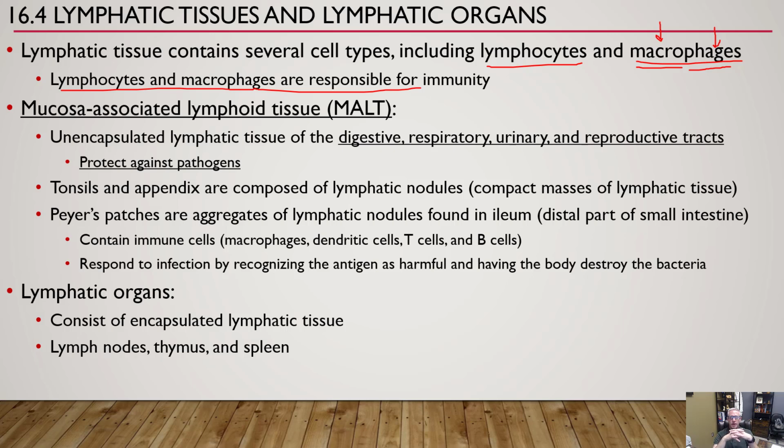We'll talk about the antigen-antibody reaction when we talk about the immune system and cellular immunity versus humoral immunity. Cell-mediated immunity. There we go. Or humoral immunity. All right, so lymphatic organs, we have the lymphatic tissue, lymph nodes, thymus, and spleen are going to be the big ones that we talk about.